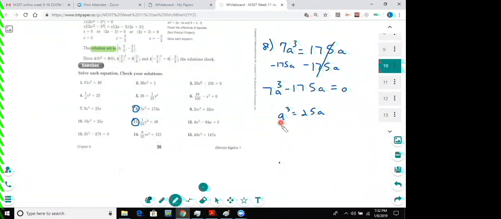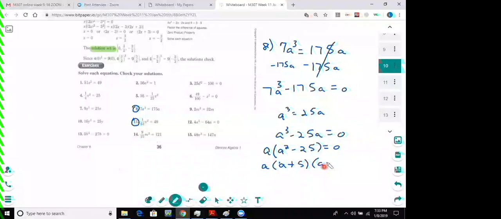All right. Okay, so you could do it that way also, and then you want to subtract 25A from both sides, so you could have A cubed minus 25A equals 0. Sometimes there's more than one way to do it. From here, I could factor out an A, and now we're back to difference of perfect squares: A times (A plus 5) times (A minus 5) equals 0.